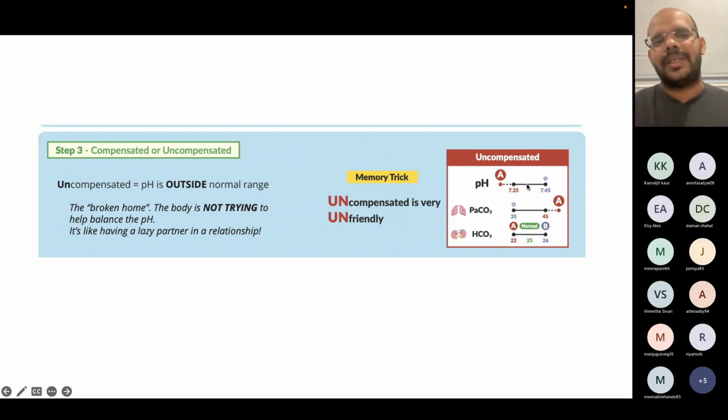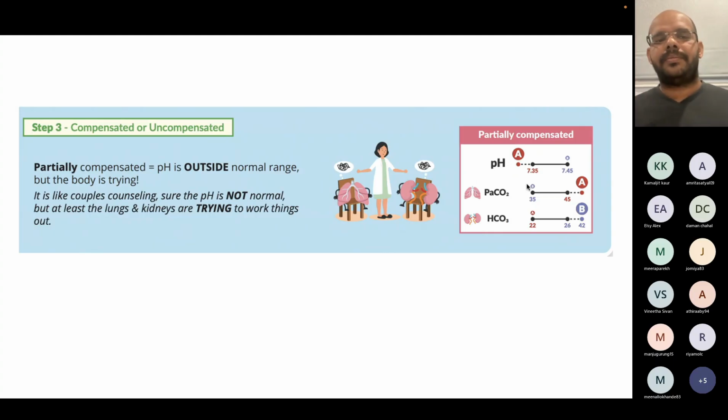Okay, so now in this case, if the lung is not hyperventilating, it means that the lung is not helping. Okay, so if you see the PCO2 level is normal, it means that the lung is not helping. So it is known as uncompensated. Okay, now let's see this example.